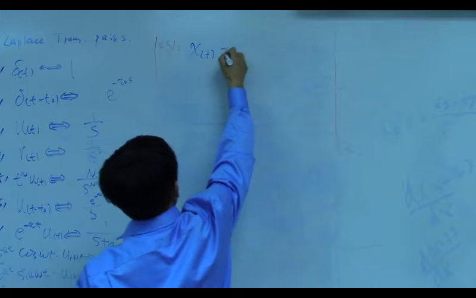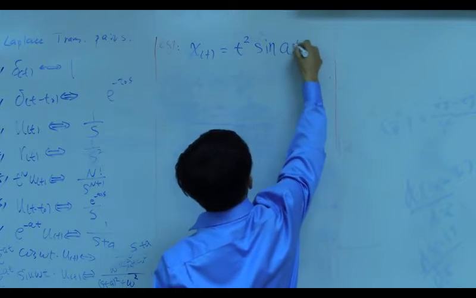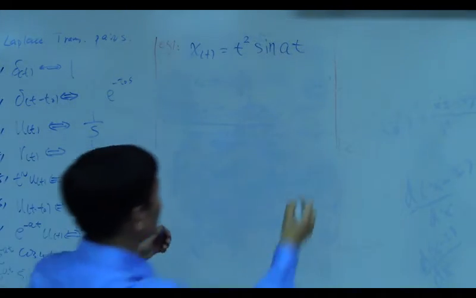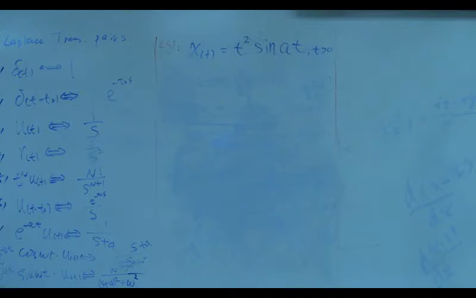The next one is x(t) equals t squared sine at. Again, t is present. How are you going to do this? Tell me your ideas. Start with t squared? Do sine of at separately? We do first the easier one, then we use the properties, right? That is the idea.